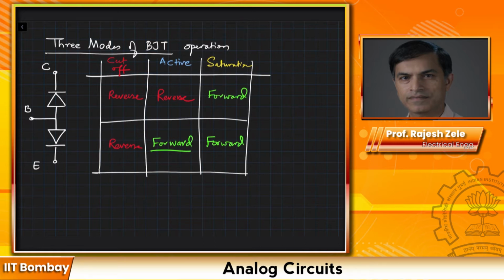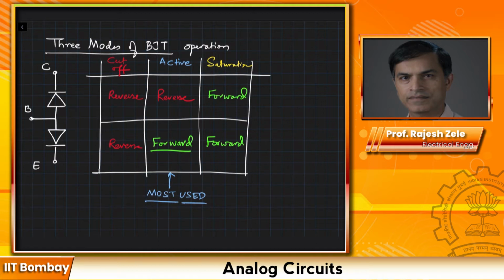Out of these three regions, the active region is the most used or most useful mode of operation for a bipolar transistor. So this is where you would be using it for amplification, the active region. And we will go into how that works. We will also look at other modes of operation.